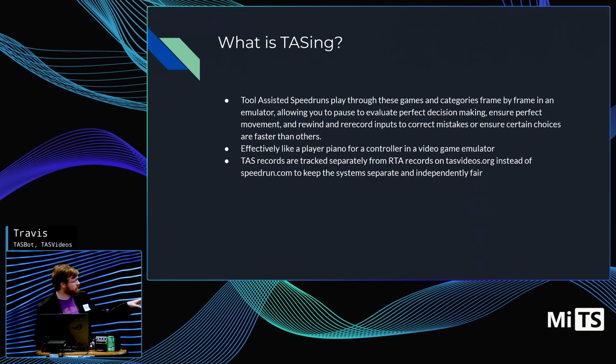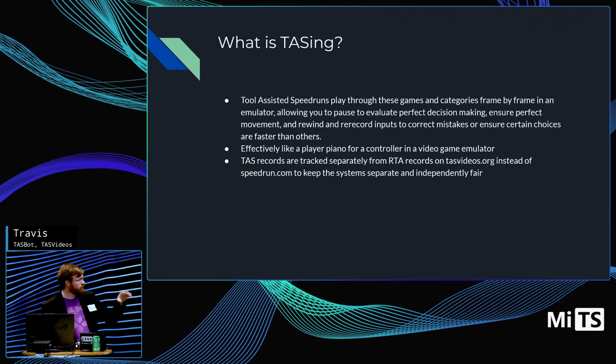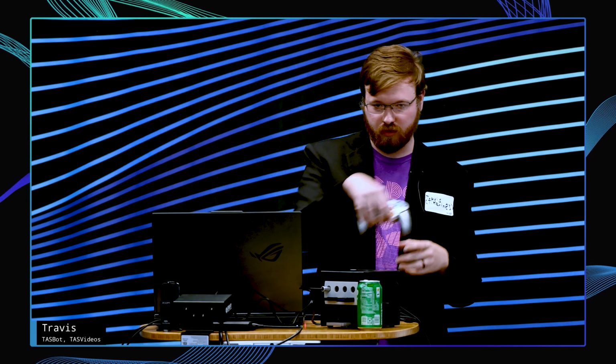And what is tasking? We talked a bit about this, but tool-assisted speedruns play through these records frame by frame in an emulator. So instead of playing with a controller in real time, you have a keyboard and your computer, and you look through line by line, frame by frame, and pick what inputs are going to happen on every single frame of the game.